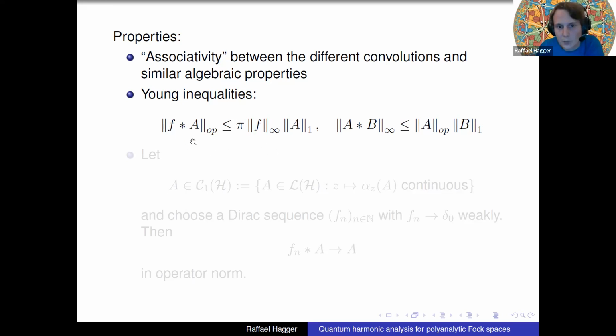Of course, it also works the other way around. So if F is in L1, you also get the other inequality. So the L1 norm of F times the operator norm of A also works. I didn't write it down here, but the other way around it also works. And the same here for the operator convolution. The infinity norm of this, so remember this is a function, you can bound by the operator norm of A times the trace norm of B, or the other way around. Okay, and you could also make p versions of this with the Schatten classes and so on, but let's not worry about this now.